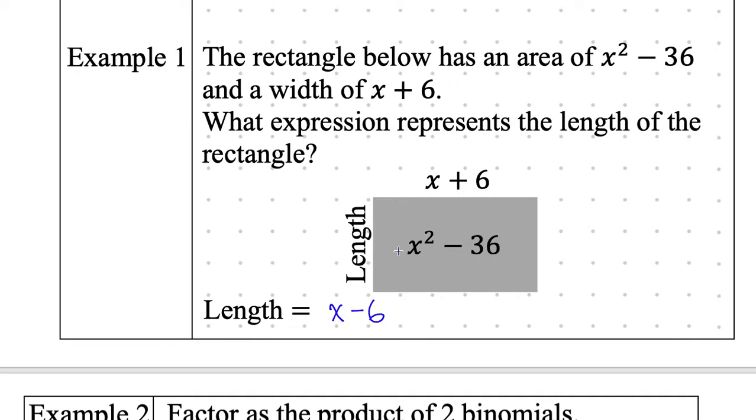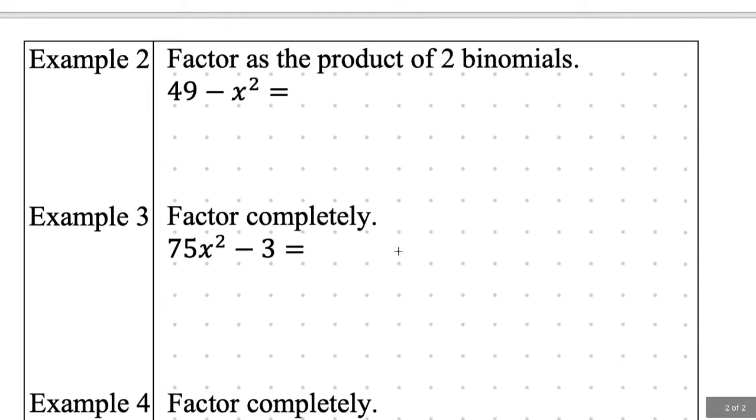So far, so good. No one's asking me questions. Everyone's bored and we want to move on. All right, let's do some more examples.